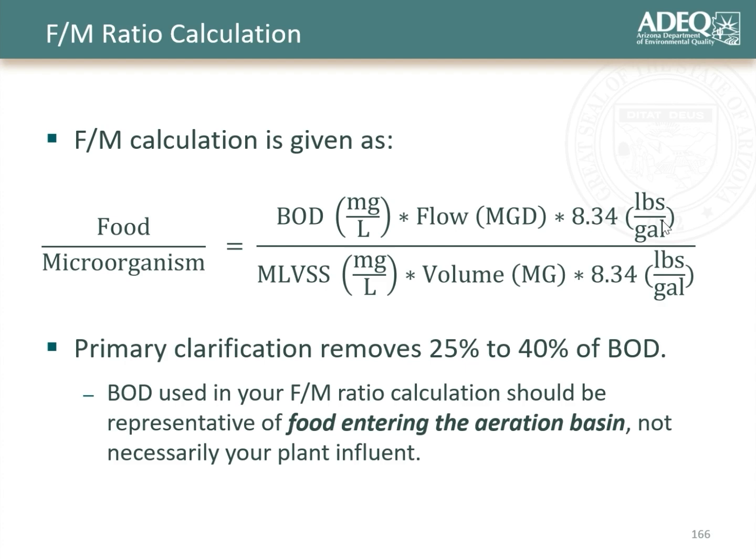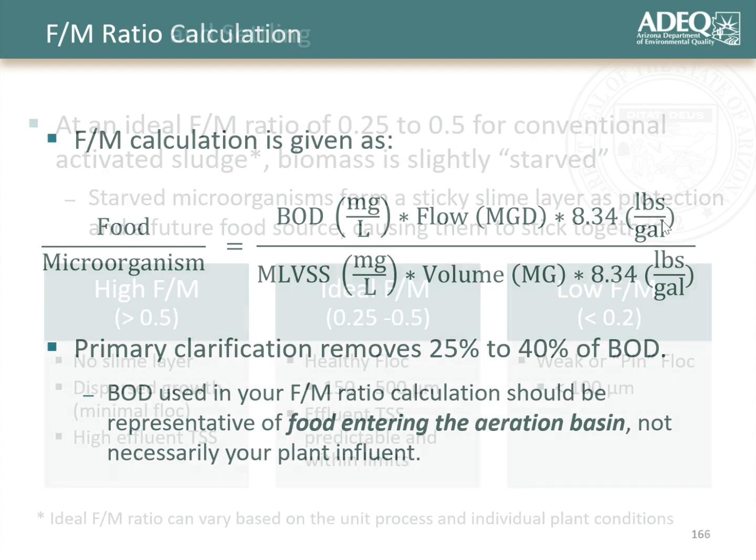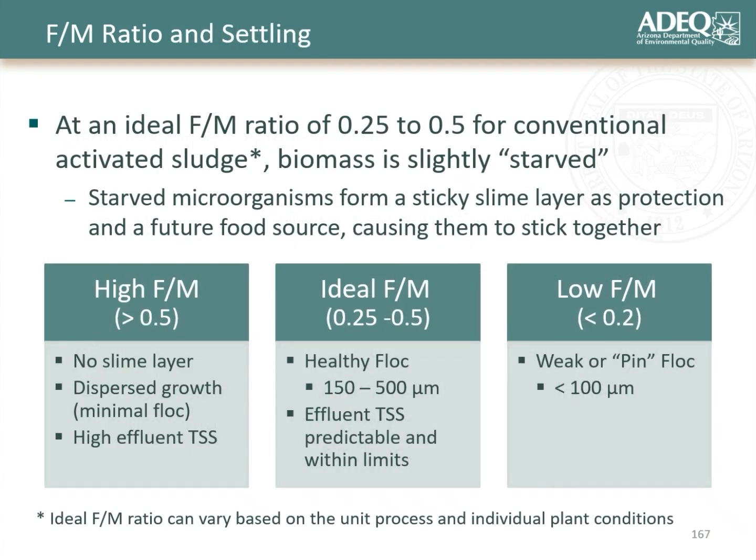Now, one thing to be considerate of is that if you're just measuring your inflow to your wastewater treatment plant, and you're not measuring what's actually going into your aeration basin, and you have primary clarifiers, those primary clarifiers can remove 25 to 40% of your BOD. So you want to be certain that you are measuring truly what's going into the aeration basin and not necessarily what is being measured just at the inflow to the treatment plant. So now we know how to measure the food to microorganism ratio.